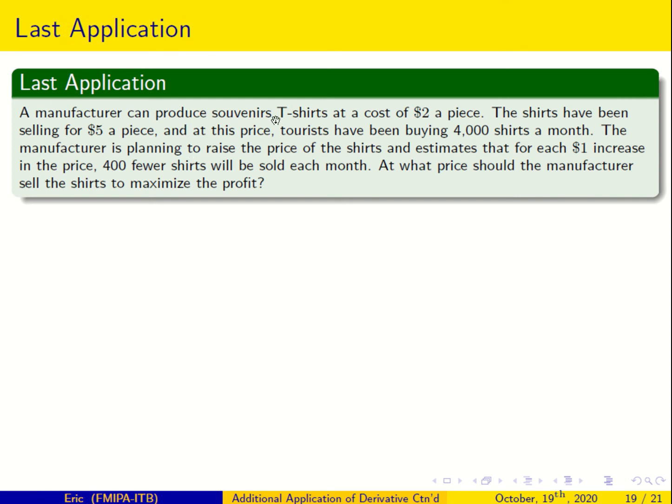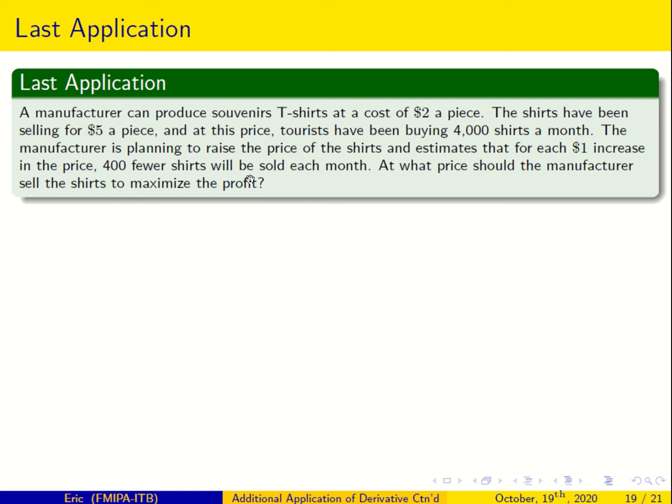A manufacturer can produce souvenir t-shirts at a cost of $2 a piece. The shirts have been selling for $5 a piece, and at this price, tourists have been buying 4,000 shirts a month. The manufacturer is planning to raise the price of the shirt and estimates that for each one dollar increase in the price, 400 fewer shirts will be sold each month. At what price should the manufacturer sell the shirts to maximize the profit?